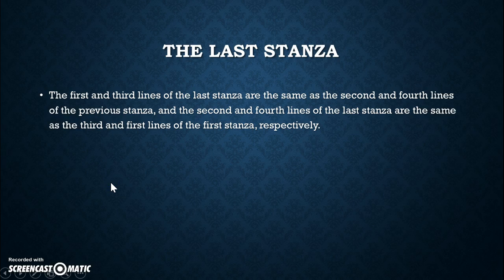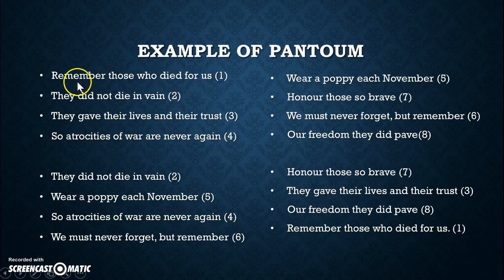The first and last stanzas are different, and the first and third lines of the last stanza are the same as the second and fourth lines of the previous stanza, and the second and fourth lines of the last stanza are the same as the third and the first lines of the first stanza, respectively. You'll be able to see what I'm talking about when we actually see an example of a Pantoum poem. So here's an example of a Pantoum poem.